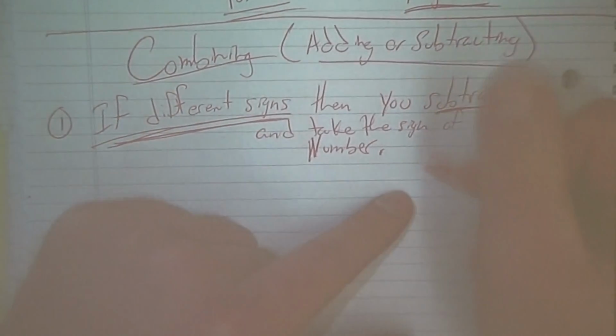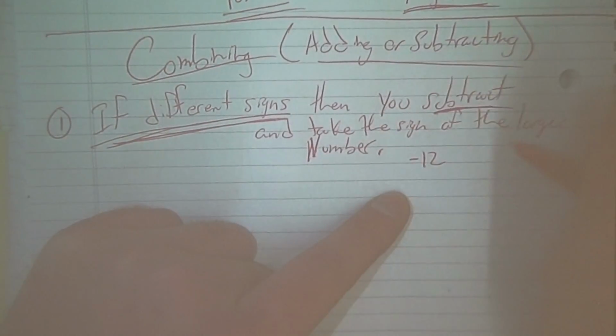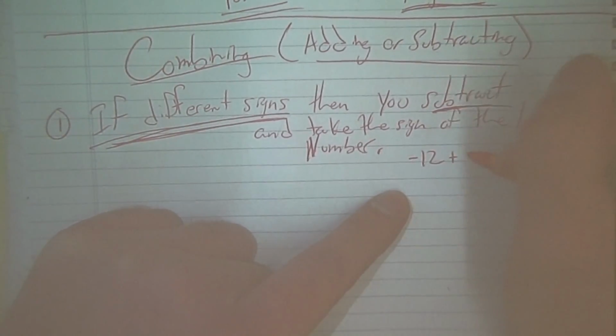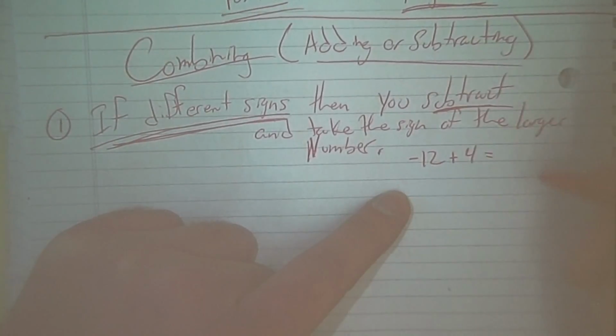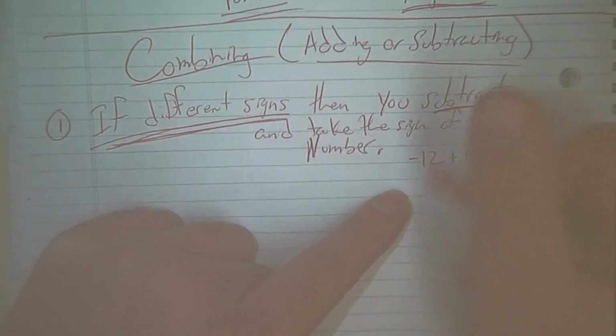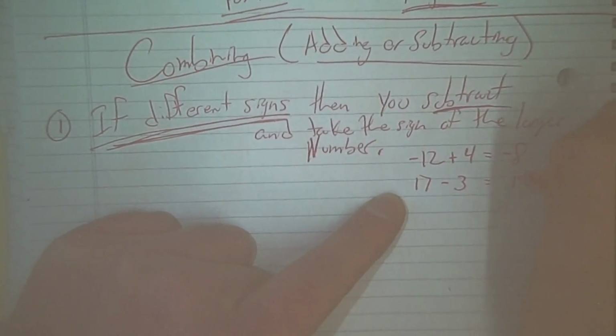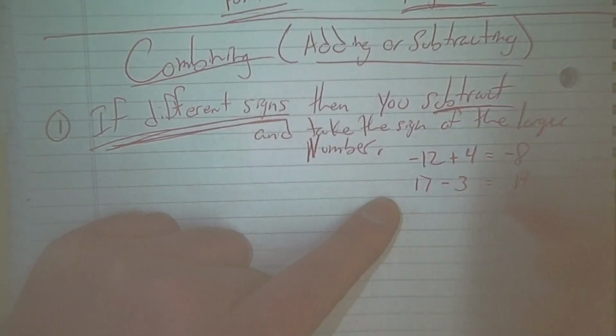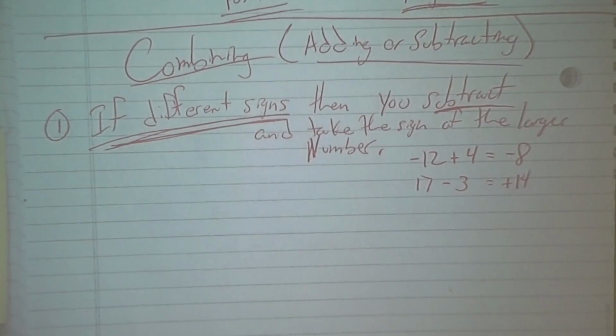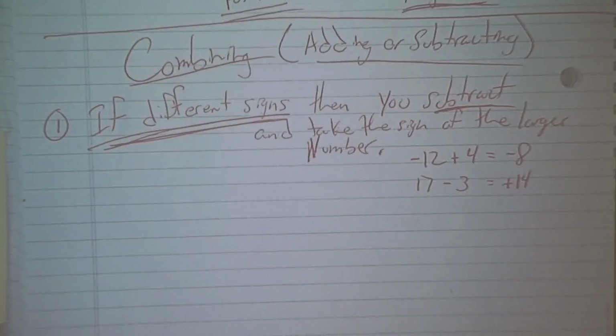An example would be negative 12 plus 4 equals, well, 12 minus 4 is 8. The bigger number is negative. If I have 17 minus 3, well, that's a positive 17 and a negative 3. I subtract, and I get 14, and the bigger sign is positive. Okay, you with me on that?